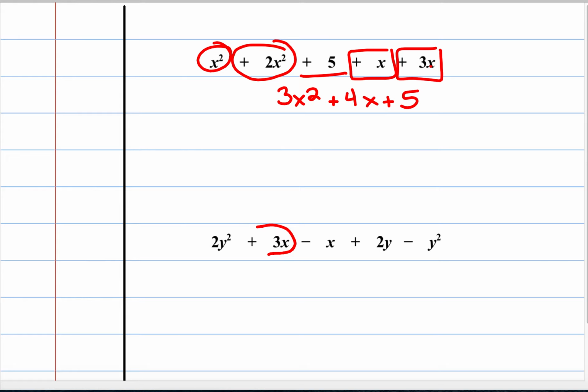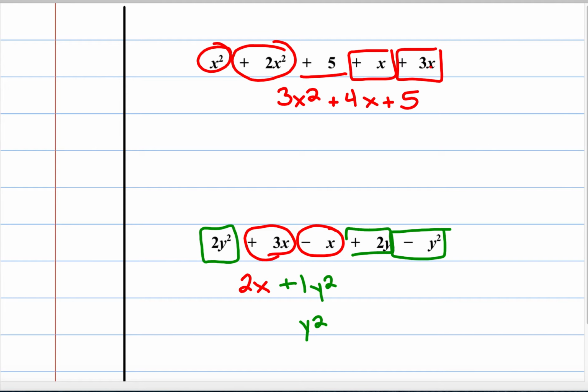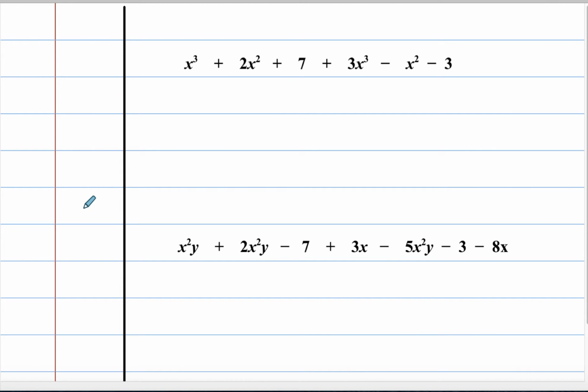All right, we have no x squares, so we go straight to the x's. So now here's where it starts to get tricky. We have 3x, and we have minus an x, so that's 2x. Now we're going to go to our y squares. 2y squared and a minus y squared. So that'd be plus 1y squared or just y squared. And then we have nothing going with this, so that's plus 2y. So it could look like the top, or it could look like the bottom. Keep getting trickier. Go ahead and give this one a try.